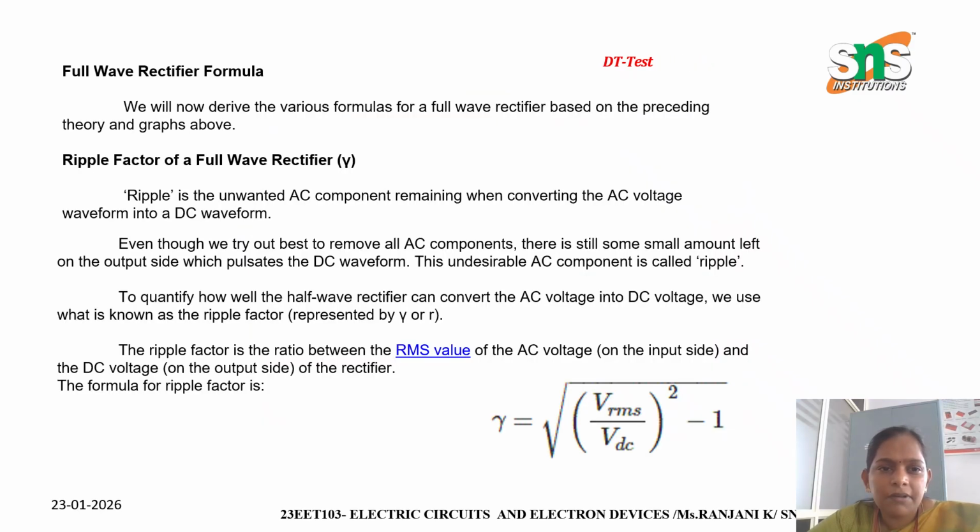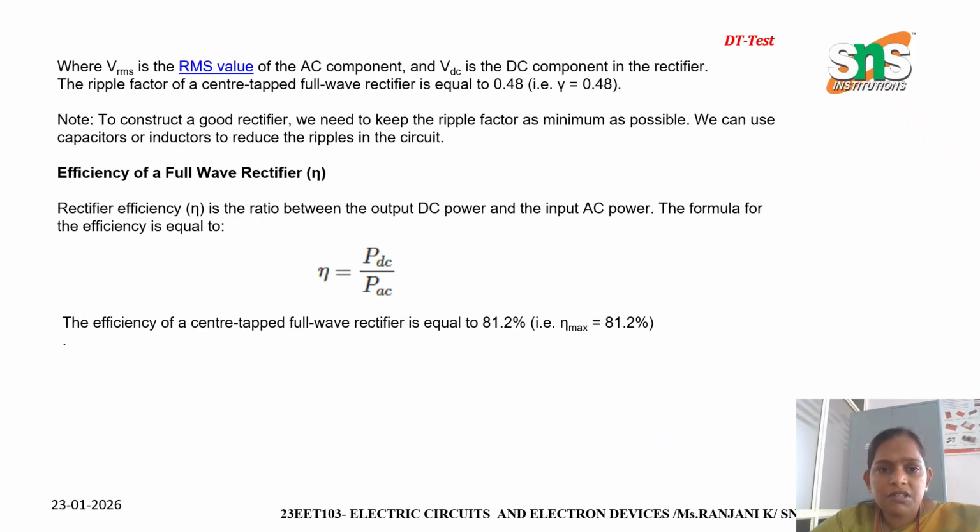Next, let us see the ripple factor of the full wave rectifier. The ripple is the unwanted AC component remaining when converting AC voltage into a DC waveform. Even though we try our best to remove all the AC components, there is still a small amount of the output pulsating in the DC waveform. So the ripple factor is the RMS value of the AC voltage over the DC voltage, minus 1, and the efficiency is the output DC power divided by the input power. The efficiency of the center tapped full wave rectifier is 81.2.